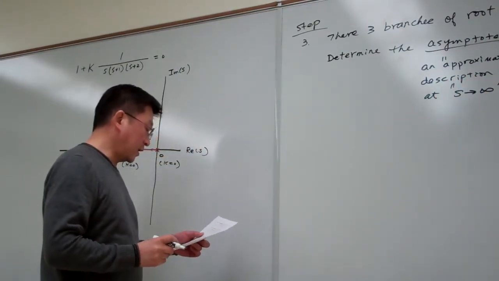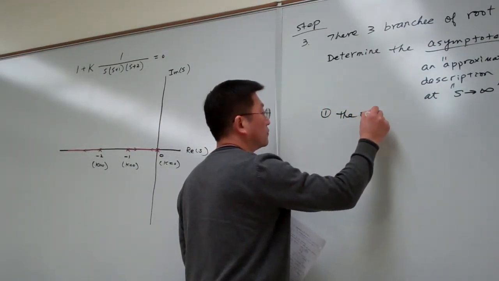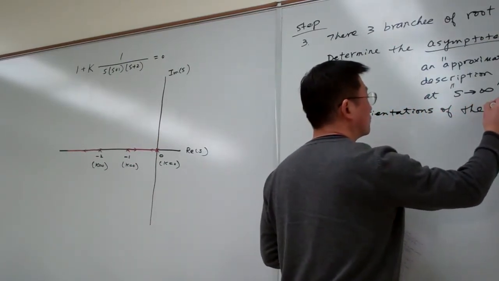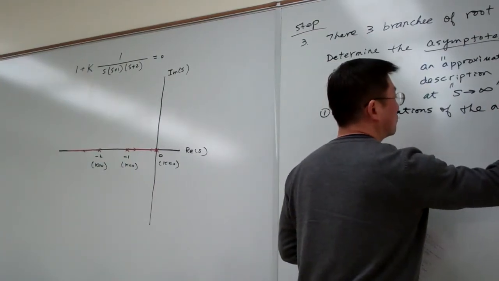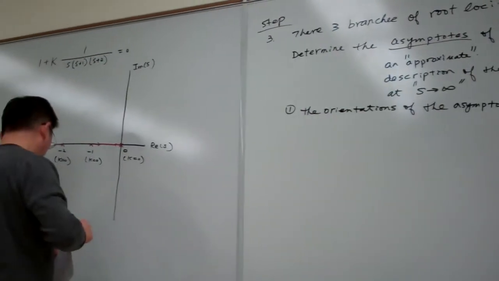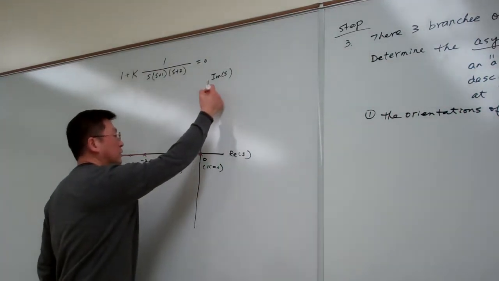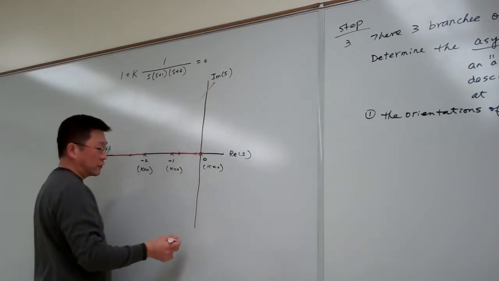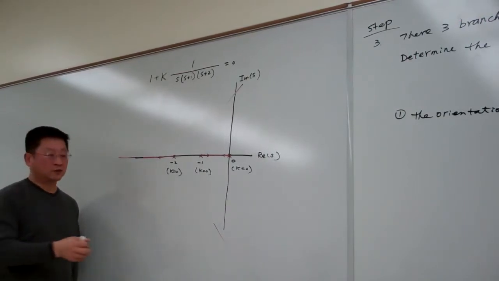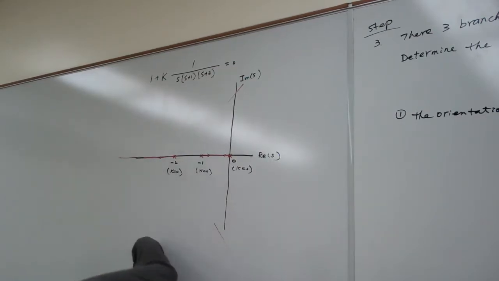So the first thing we determine is the orientations. That means we are going to draw the asymptotes. Before we do the details, I can tell you the asymptotes are in the 60-degree orientation, the minus 60 orientation, and the 180-degree orientation. So here I draw the asymptotes and highlight the orientations and how to do the calculations.